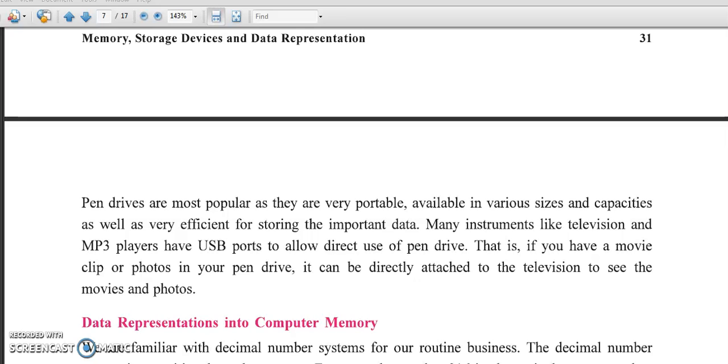Hello everybody. Now we will start our fourth chapter: memory, storage devices and data representation.